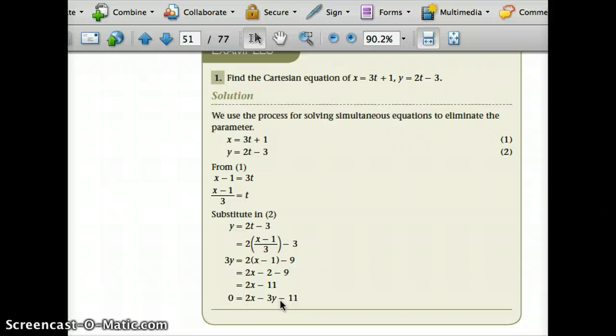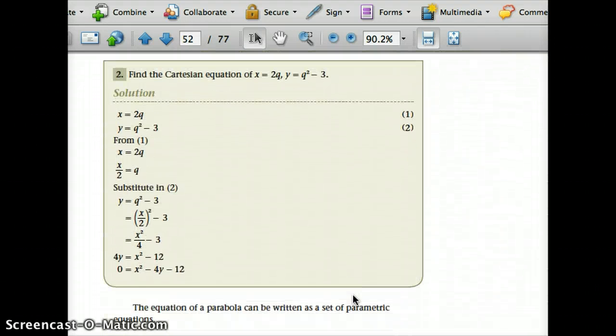So just quickly, the process again is this. You want to eliminate the t's. Rearrange one of the equations so that you make t the subject. Once you've made t the subject, substitute it into the other equation. And then just solve so it's in terms of x and y.